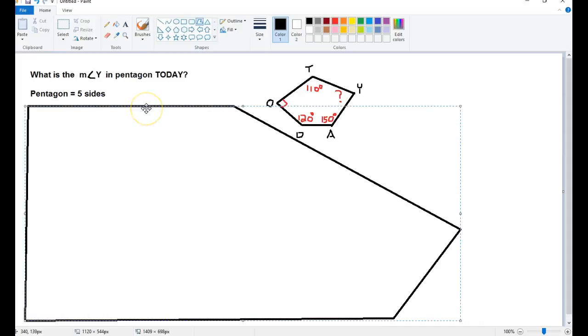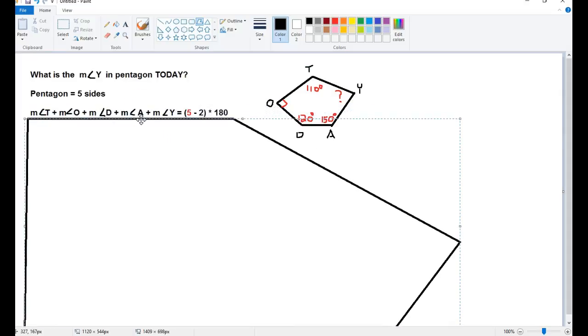Okay, so this question is asking what is the measure of y in the pentagon TODANY. So this is our pentagon, T-O-D-A-N-Y. They're given 4 of the 5 different angles. So we can start off by saying that the measure of angle T plus O plus D plus A plus Y is equal to 5, because it's a pentagon, 5 sides, minus 2 times 180.